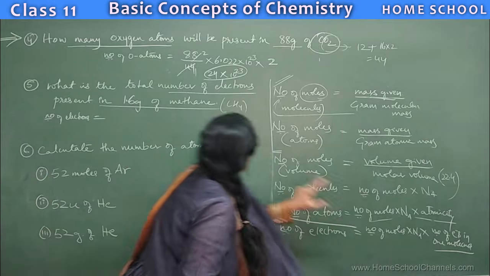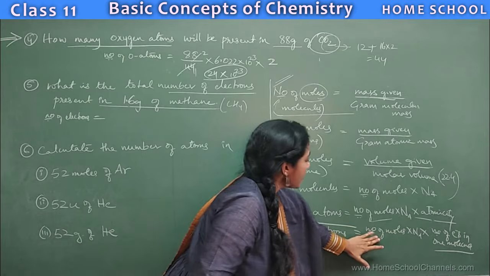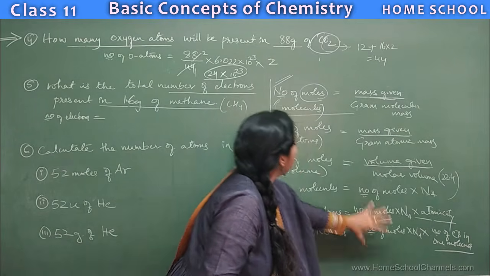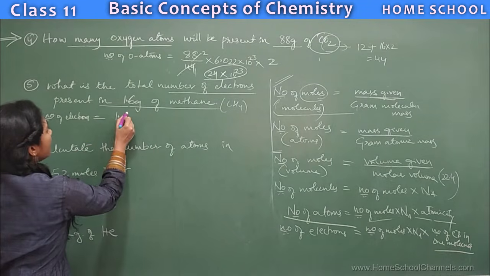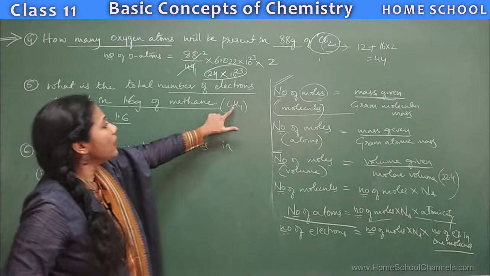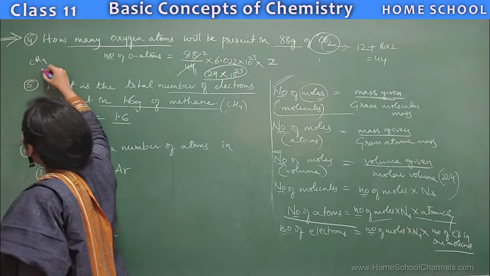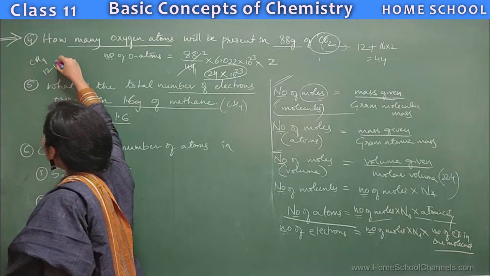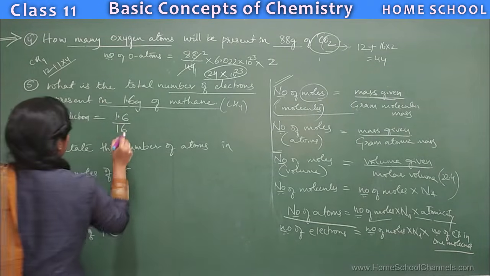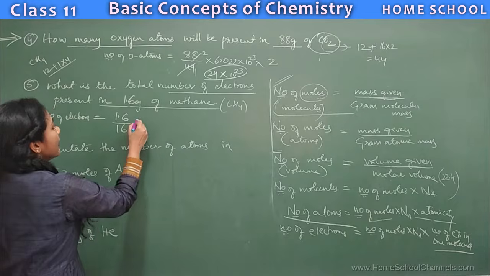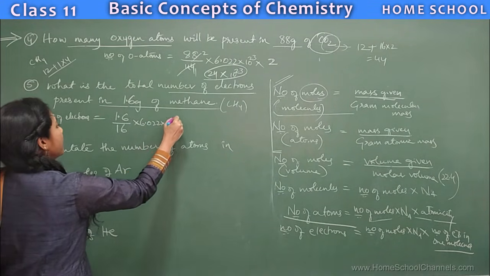Number of moles is not directly given, right? They have given you mass. So when mass is given, how do you calculate the number of moles? Using this formula. So what is the given mass? 1.6. And what is the molecular mass of methane? CH4. So atomic mass of carbon is 12. Atomic mass of hydrogen is 1. 1 into 4 you have to do, that is 16. Right? 1.6 by 16. Into Avogadro number, which is 6.022 into 10 power 23.